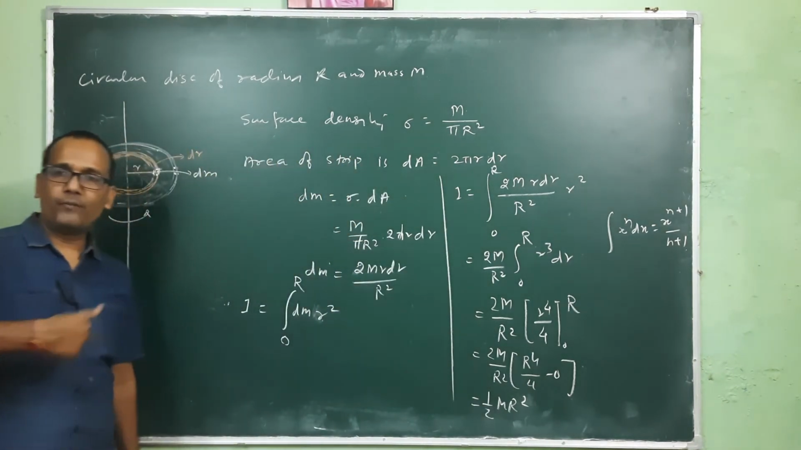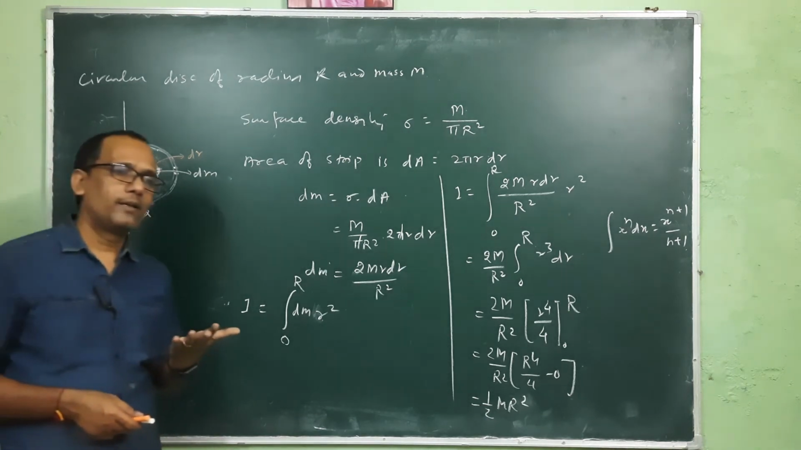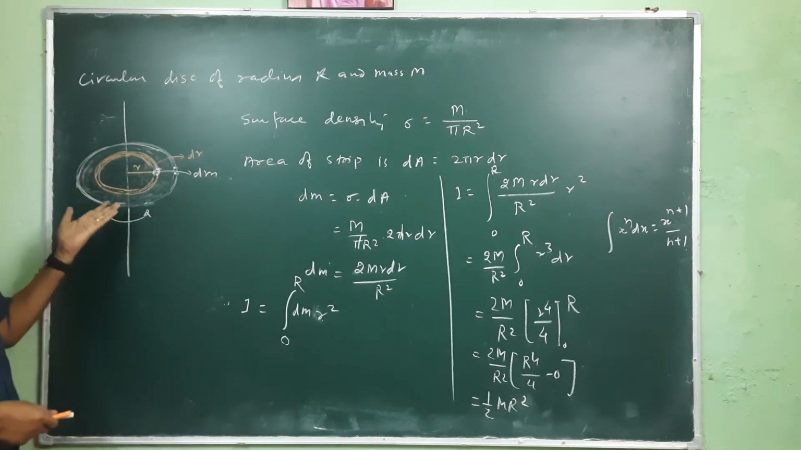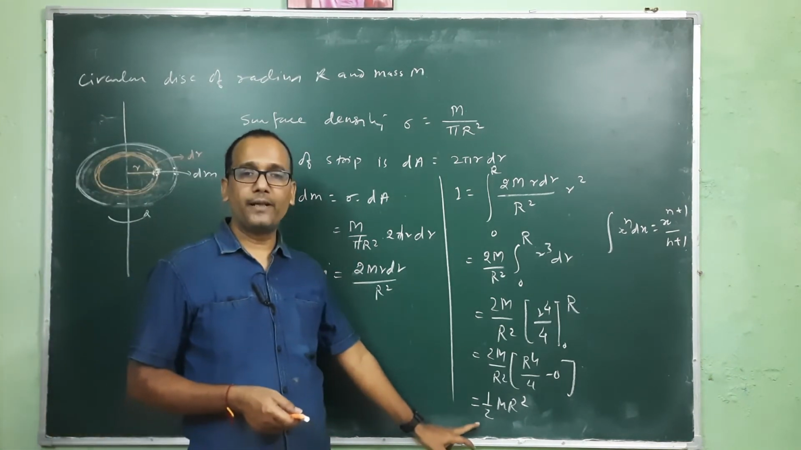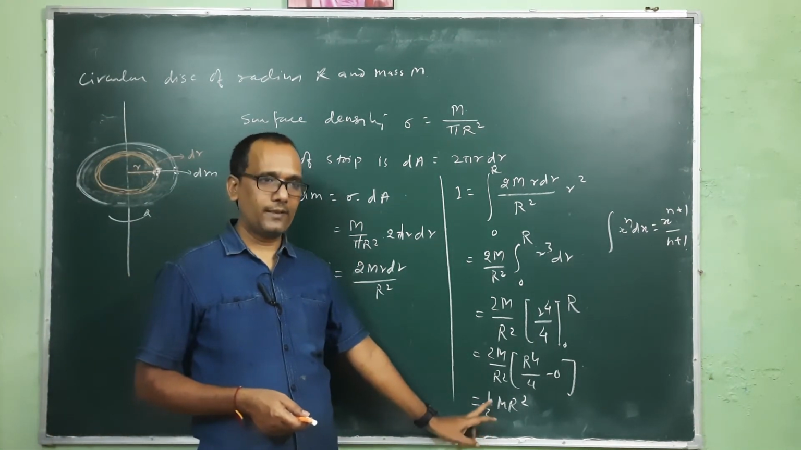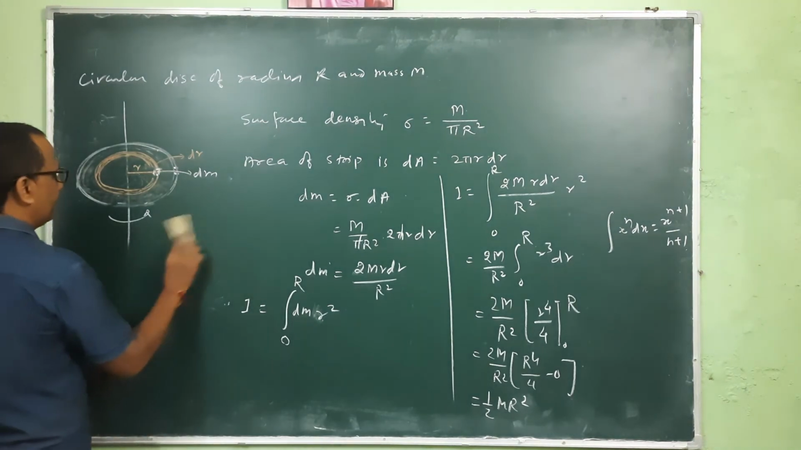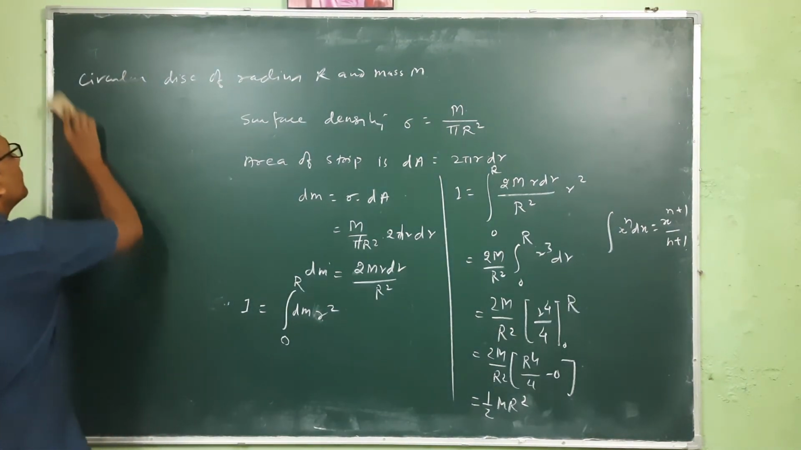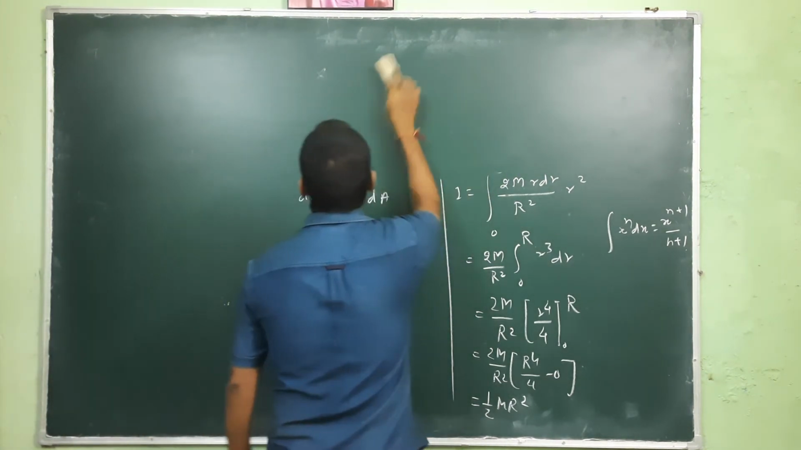So when we take a circular ring, its moment of inertia is M R square. But when we take a disc, its moment of inertia is half of that of the circular ring, that is half M R square. Now we take a rod.